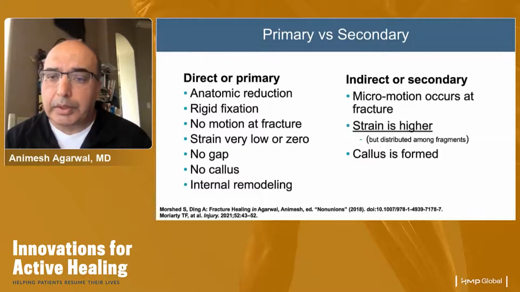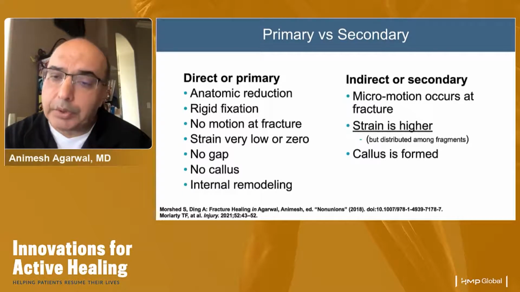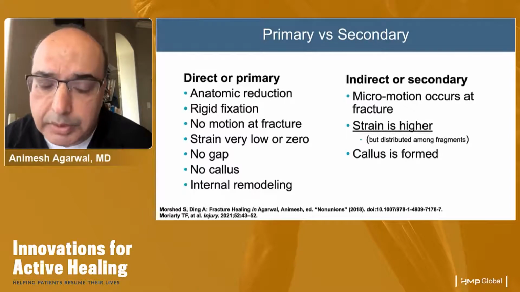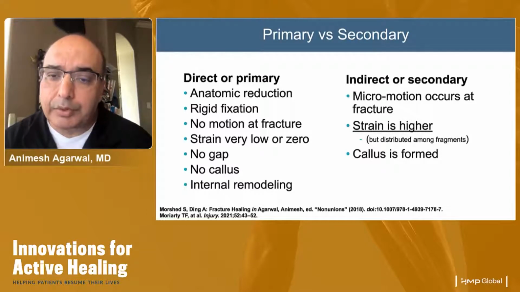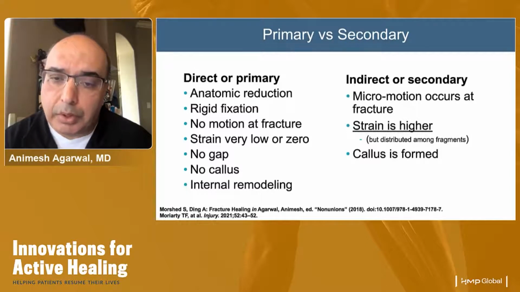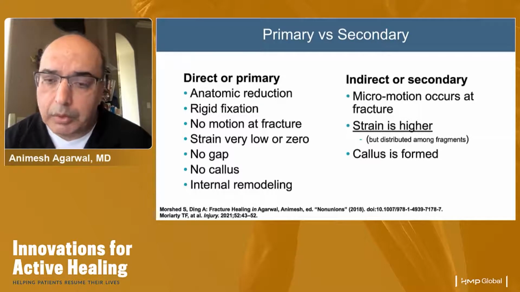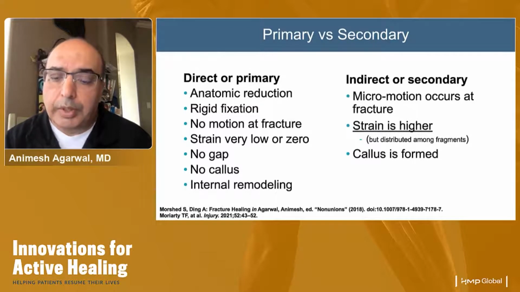In indirect or secondary bone healing, there is micromotion that occurs at the fracture site. So the strain is much higher, but it is usually distributed among fragments. So when we do relative stability plate fixation, such as a bridge construct, we're bridging, if you will, all those comminuted fragments, and all those fragments have different strain and different motion, but the overall strain is distributed among all those fragments that are involved. You get callus formation and subsequent healing.